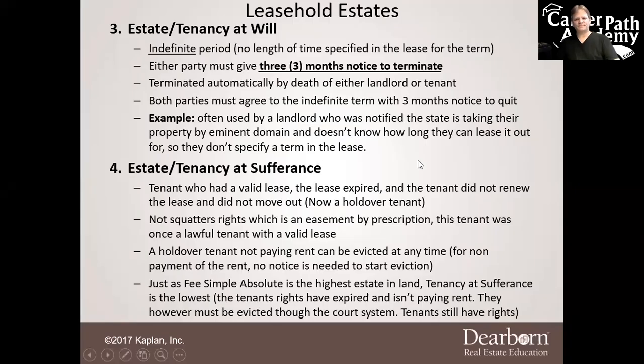All right, so the tenants do have rights. You cannot just rip them out by their hair and throw them out on the street.